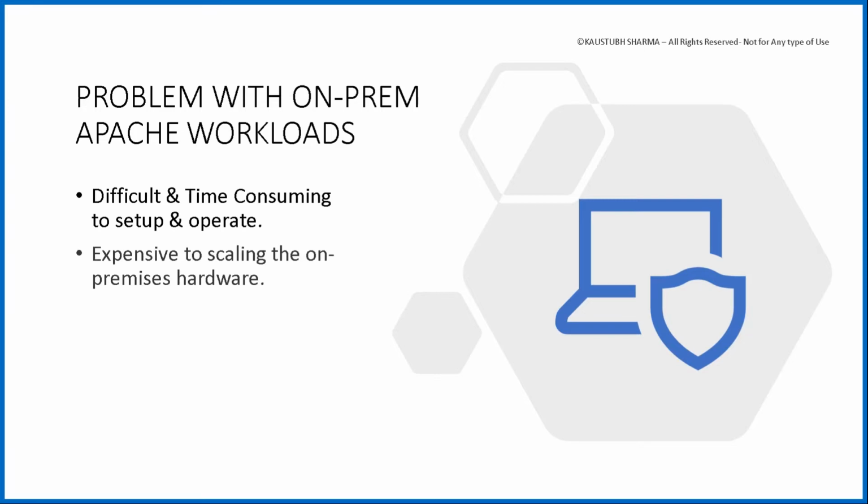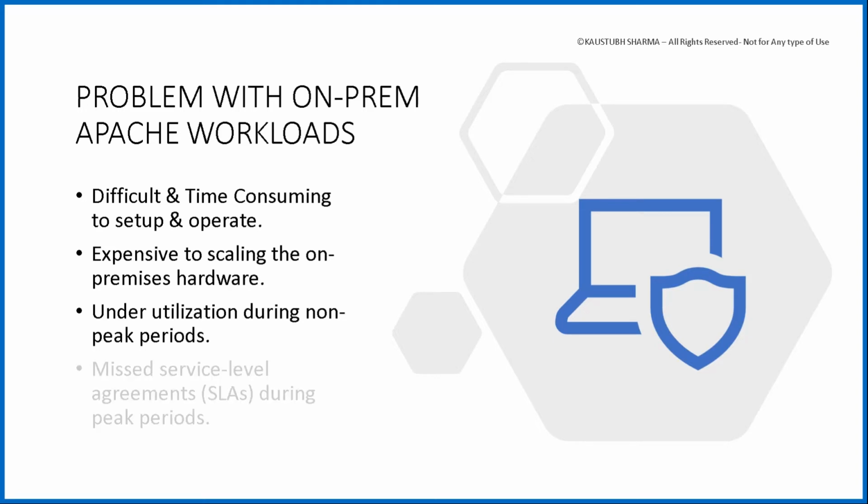Also, it is practically very expensive to scale up the on-premises hardware. And the problem with on-premises hardware is that once you scale it up, it will be mostly underutilized during non-peak hours. And if you are unable to scale up properly, then you will miss the SLAs, that is service level agreements, which is very bad for your organization.